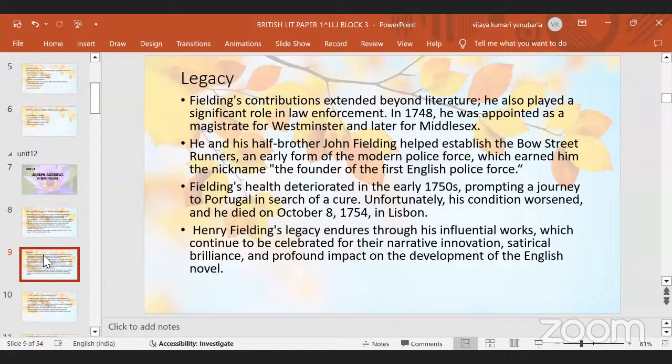Fielding's health deteriorated in the early 1750s, prompting a journey to Portugal in search of a cure. Unfortunately, his condition worsened and he died on October 8, 1754 in Lisbon. Henry Fielding's legacy endures through his influential works, which continue to be celebrated for their narrative innovation, satirical brilliance, and profound impact on the development of the English novel.